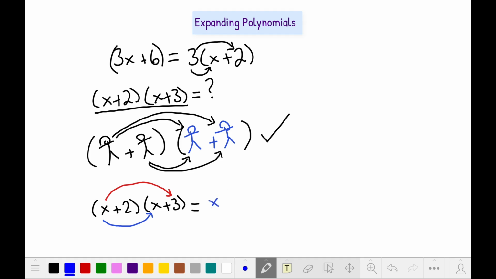So we're going to have an x and an x. Well, x times x is just x squared. Next, we're going to have the introduction of x and 3. So that's going to be 3x.